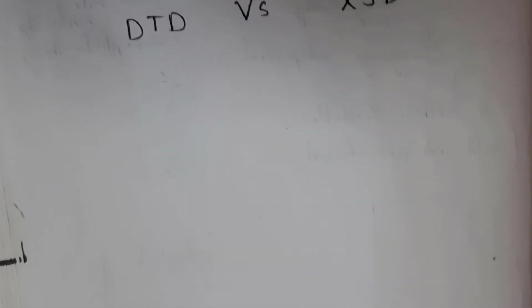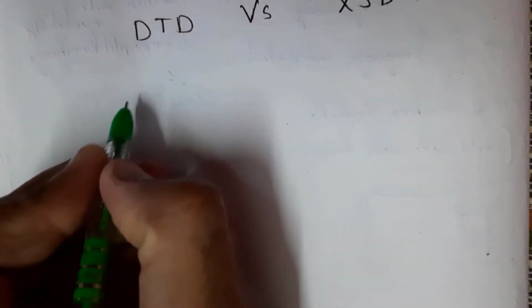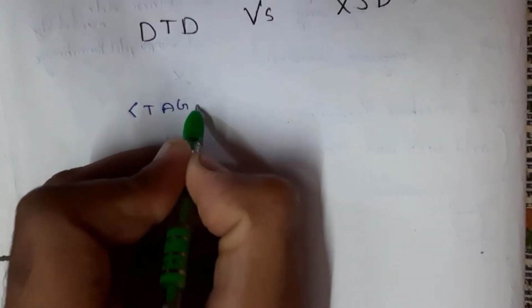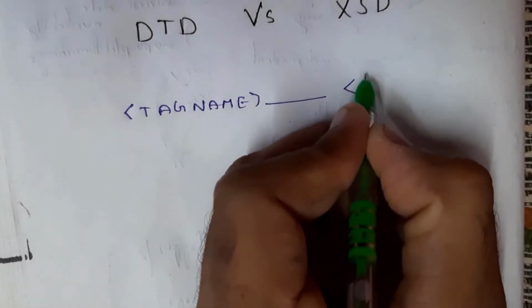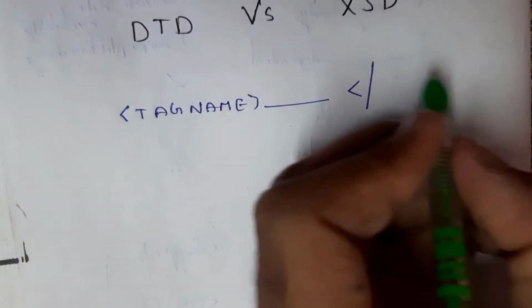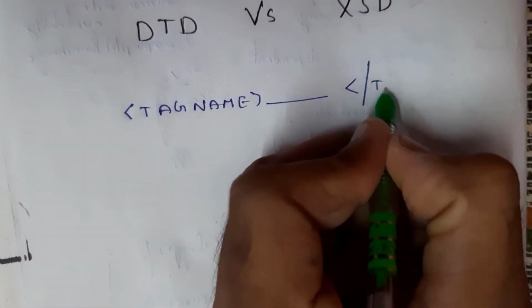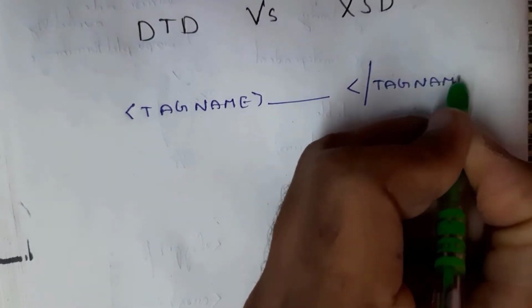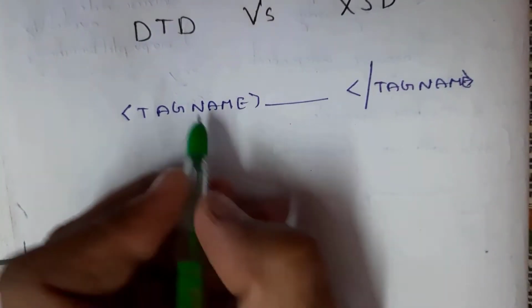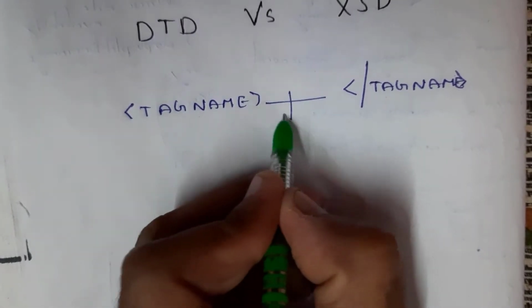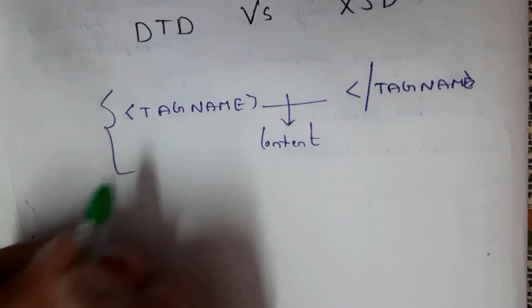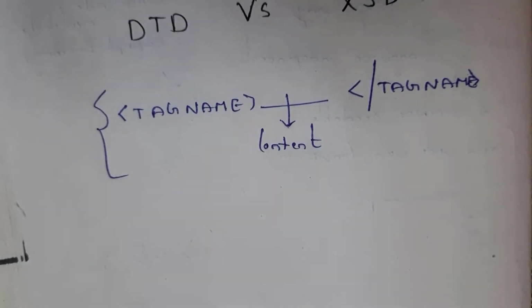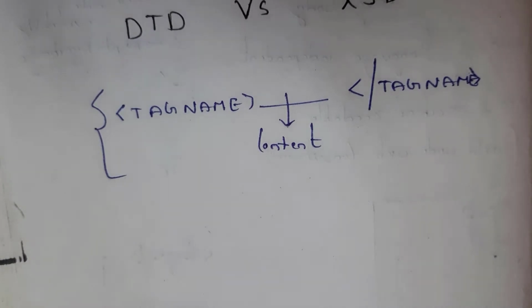See the syntax of XML tags. They contain an open tag and a closed tag. Inside this, we are going to write content. This is the syntax of XML tags. Now we see the properties or rules of XML tags.